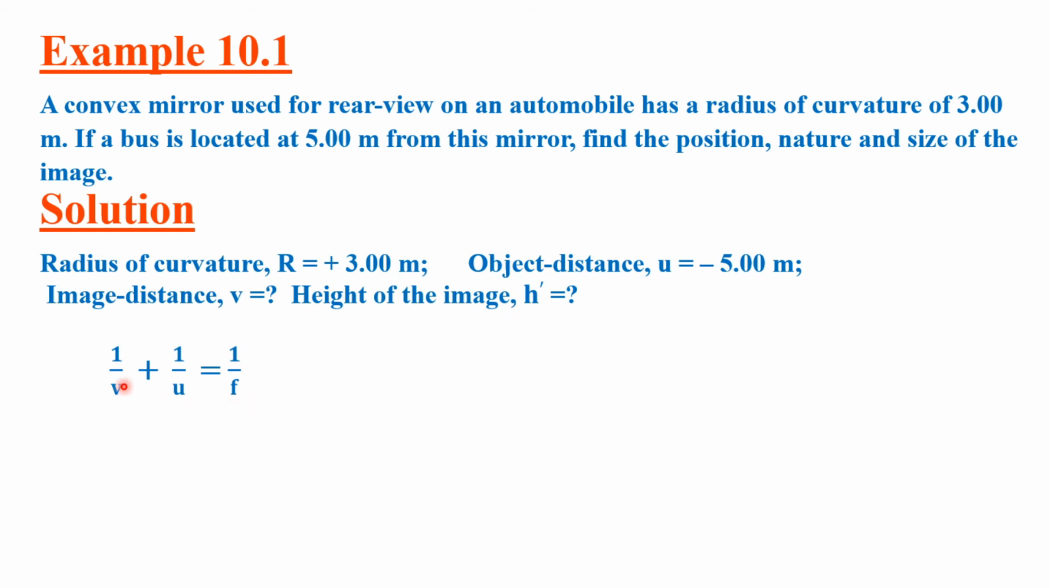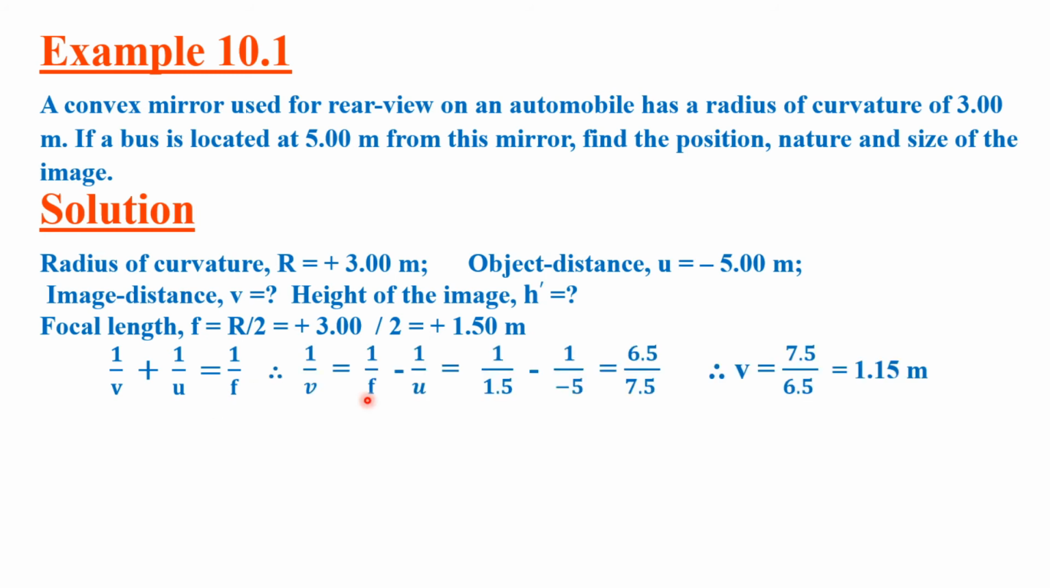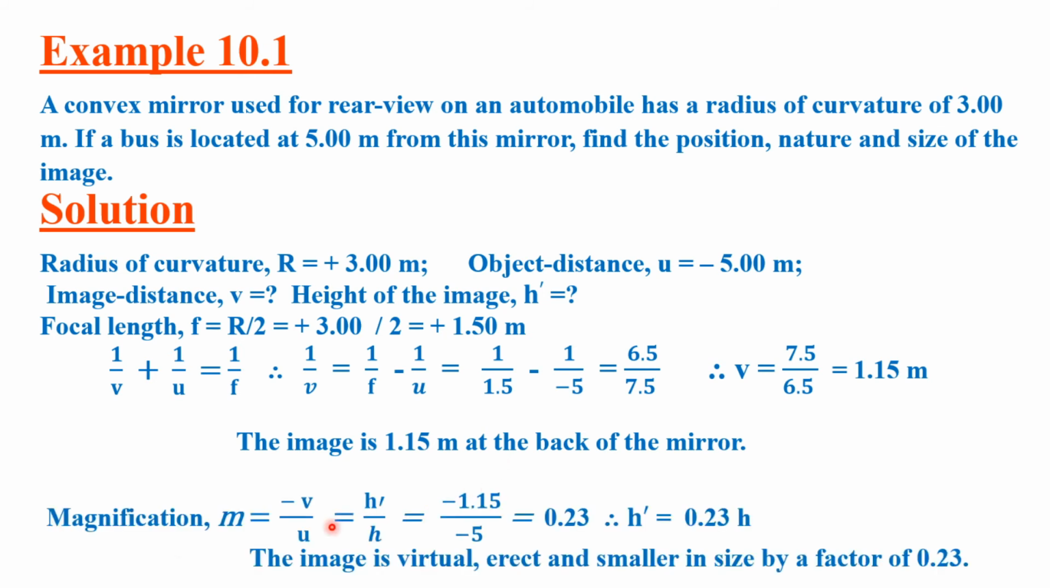The mirror formula is 1 upon V plus 1 upon U equals 1 upon F. The focal length we can find from the value of R as F equals R by 2. So 3 upon 2 comes out to be 1.5 meter. Now it is a convex mirror, so focal length is taken as positive. Let us substitute the values of F and U. We get V equal to 1.15 meter. Again the sign is positive. That means the image is at the back of the mirror, on the right side of the mirror.